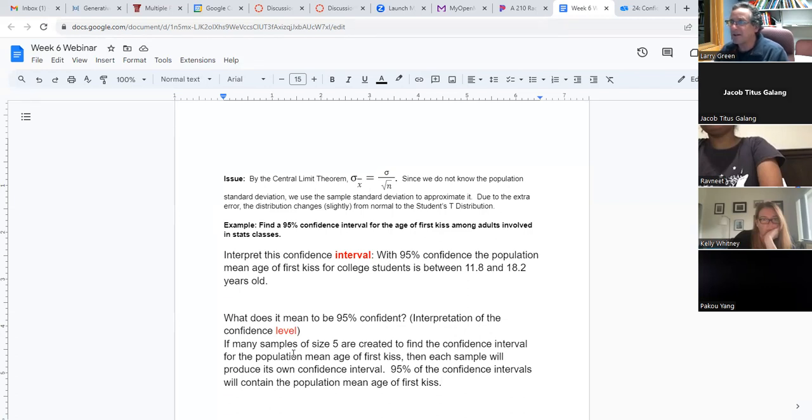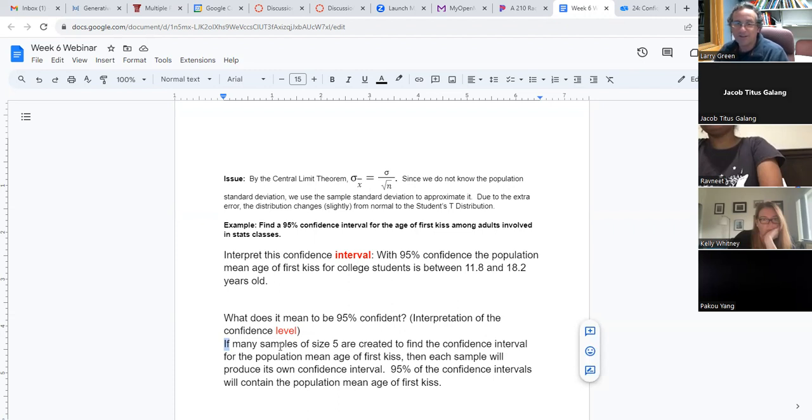Any questions at all? Any questions at all on this? Because that's usually the hardest part. Always pay attention in the question. Are you being asked to interpret the confidence interval or the confidence level? Confidence interval has that first word with. The confidence level has the first word if.